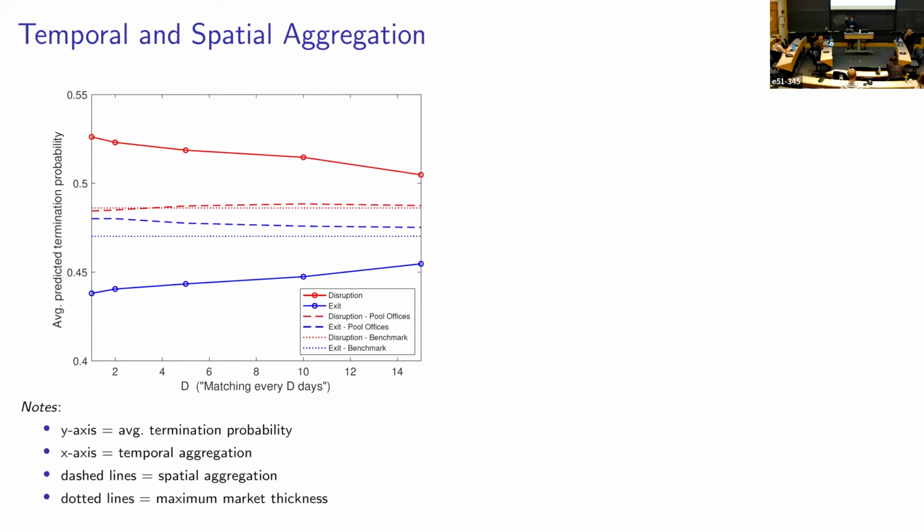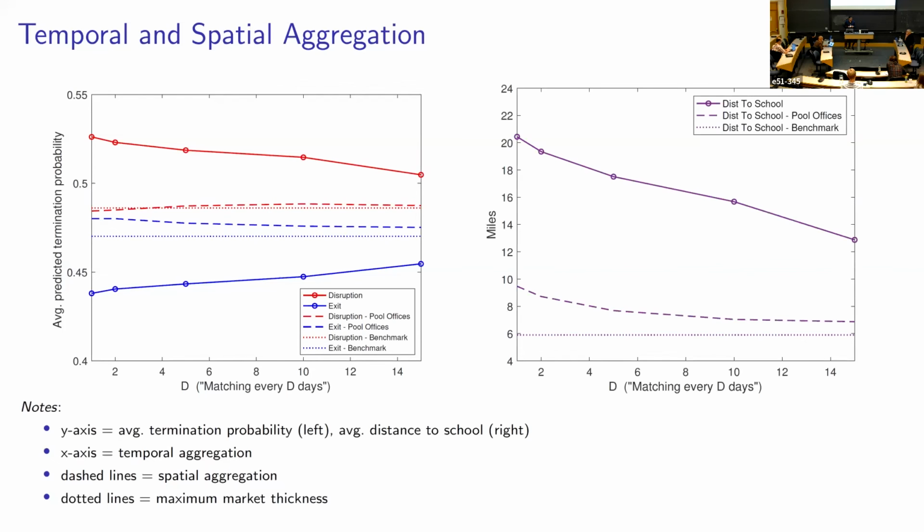And the main driver behind this, and this is what was most surprising, is the distance to school. This is 20 miles that I show you on the y-axis. And here we can see that if we batch children across time, they're going to be placed a little bit closer to their schools. But the miscoordination comes from different regions.